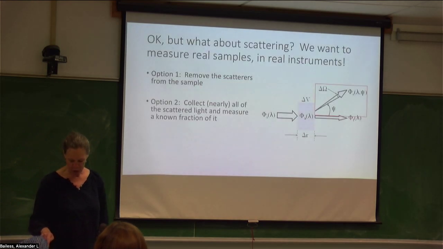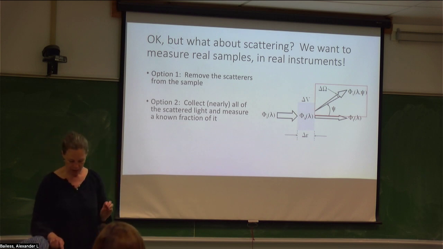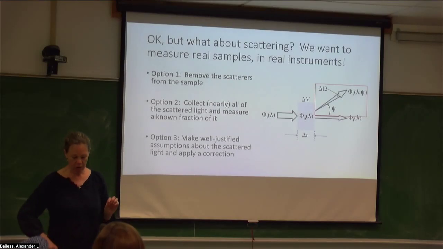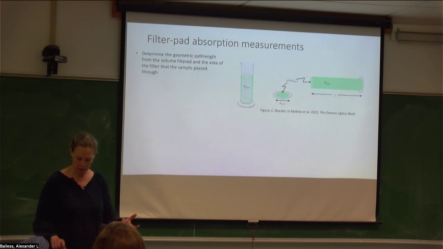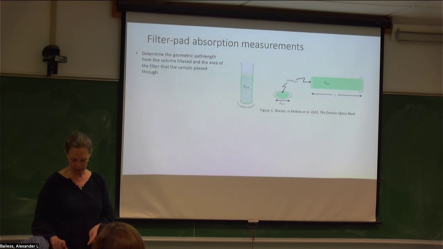Okay, so we can use an integrating sphere to collect nearly all the light and measure part of it. And then we can also make well-justified assumptions about the scattered light and apply a correction. This is what's done in a class of sensors called AC meters. Well-justified assumptions also apply to filter pads, so we'll do that first.